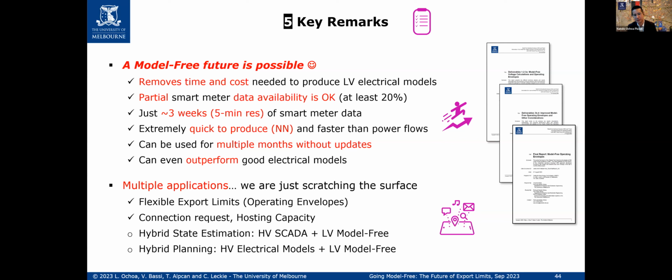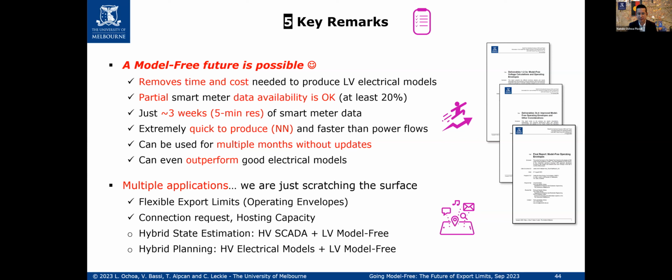Now, there are multiple applications that can be extracted from this. We're just scratching the surface. So flexible export limits or operating envelopes are the obvious ones. This project was about that. We have also demonstrated connection requests and hosting capacity. Do please go to our reports. But there are many things as well that are very exciting.